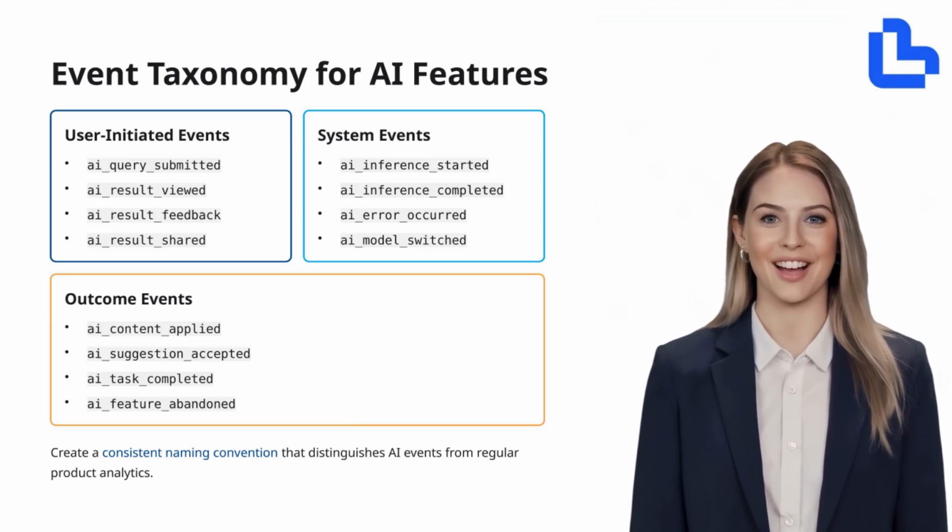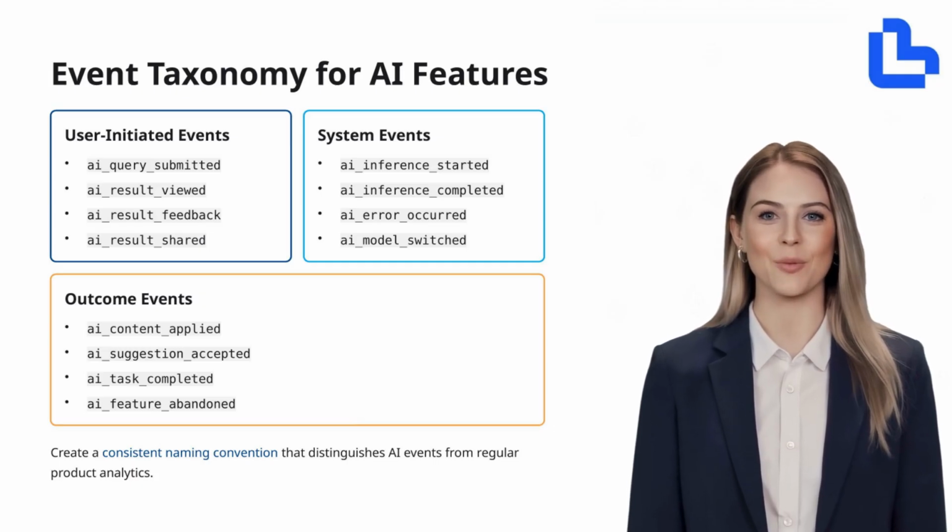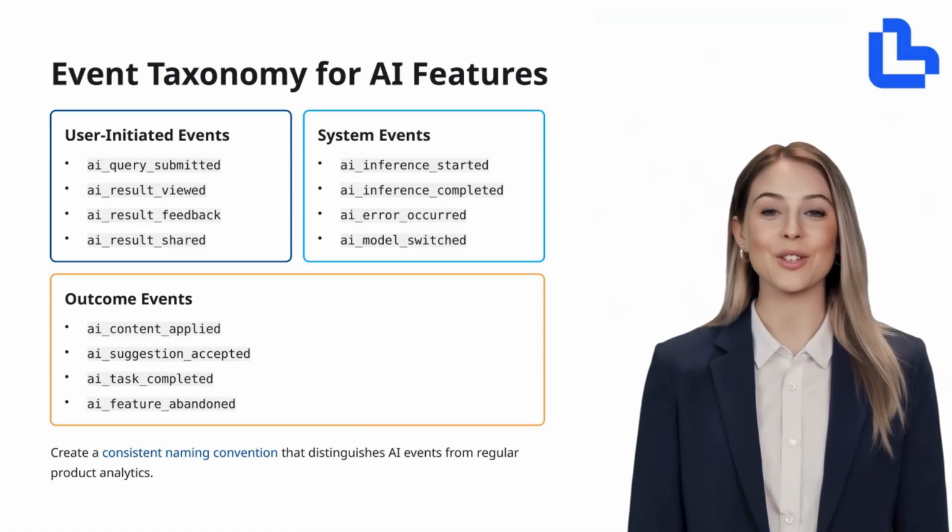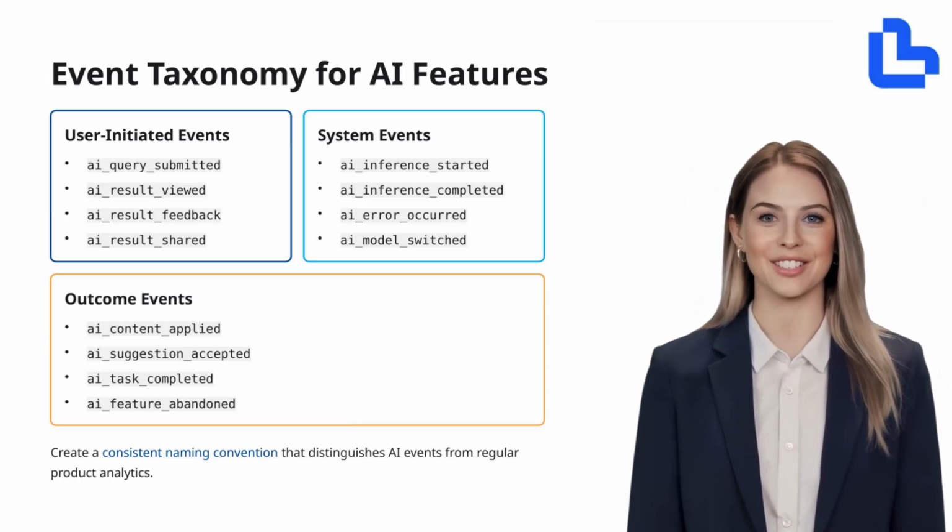Finally, track outcome events. These tell you what happened as a result of the interaction, whether the content was applied, a suggestion was accepted, a task was completed, or the feature was abandoned. These are the most valuable signals for measuring success and identifying areas for improvement. Use a consistent naming convention that clearly distinguishes AI events from standard product analytics. This clarity will help your teams build better dashboards, run cleaner queries, and make smarter decisions based on the data.